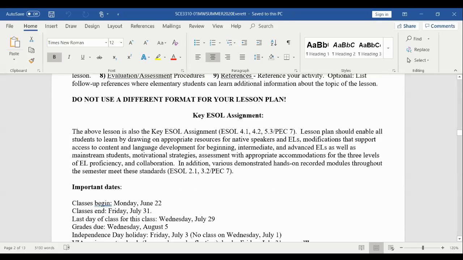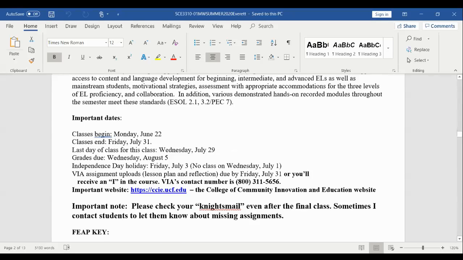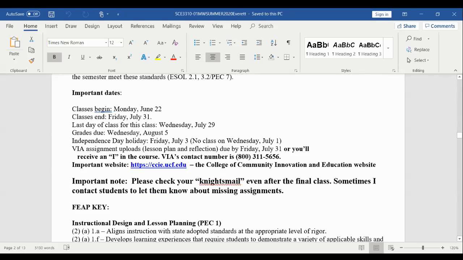This lesson plan is also your ESOL assignment. Here's some important dates. The last classes, all classes end on July the 31st. The last day of this class is Wednesday, July the 29th. So remember some of your assignments to do after that, just to give you extra time to do them. Grades are due on August the 5th.